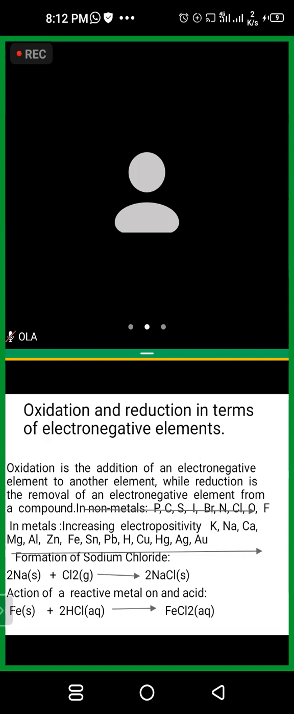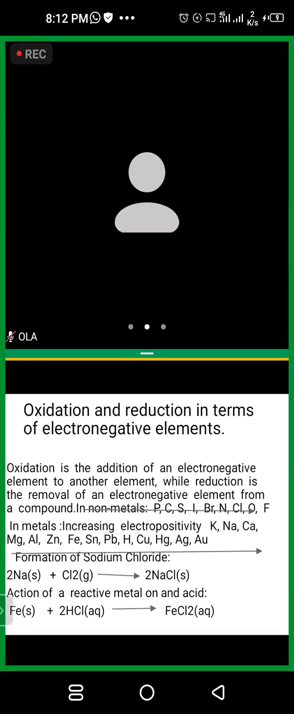If we come back to say nitrogen. Let's come back to nitrogen. Nitrogen has an atomic number of 7. That means its electronic configuration is 2,5, meaning that nitrogen requires 3 electrons to attain its octet configuration.